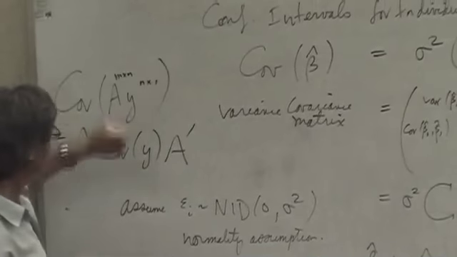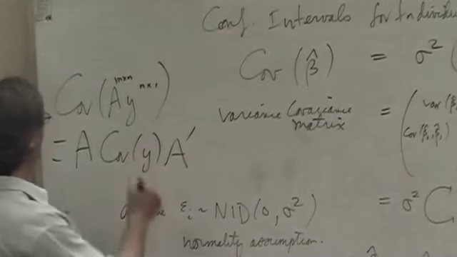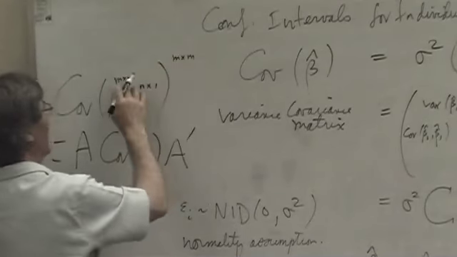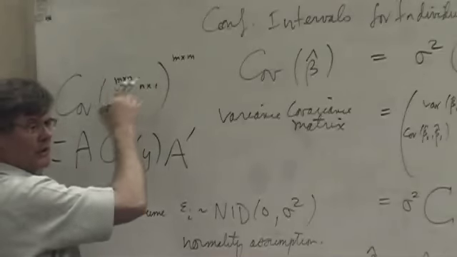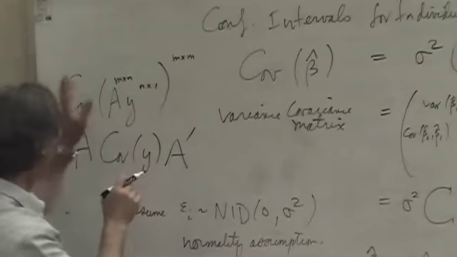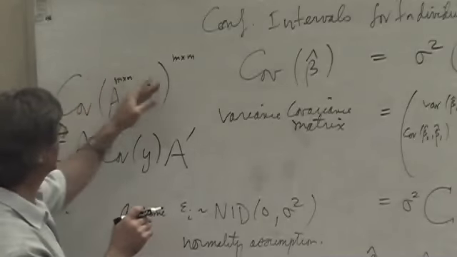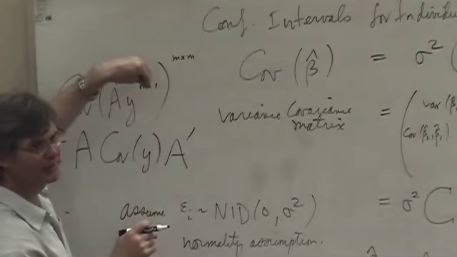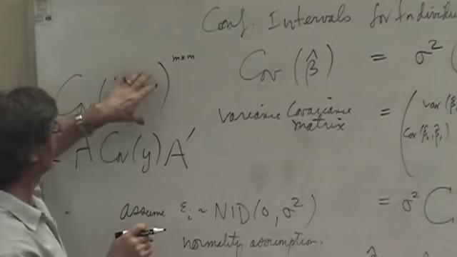Let's check it out. This is an M by 1 random vector. It's linear combinations of the y's in each row: a11 y1, a12 y2, and so on, a1n yn. That's the first random variable. Then you have a second one and so on down, M of them. There's an M.